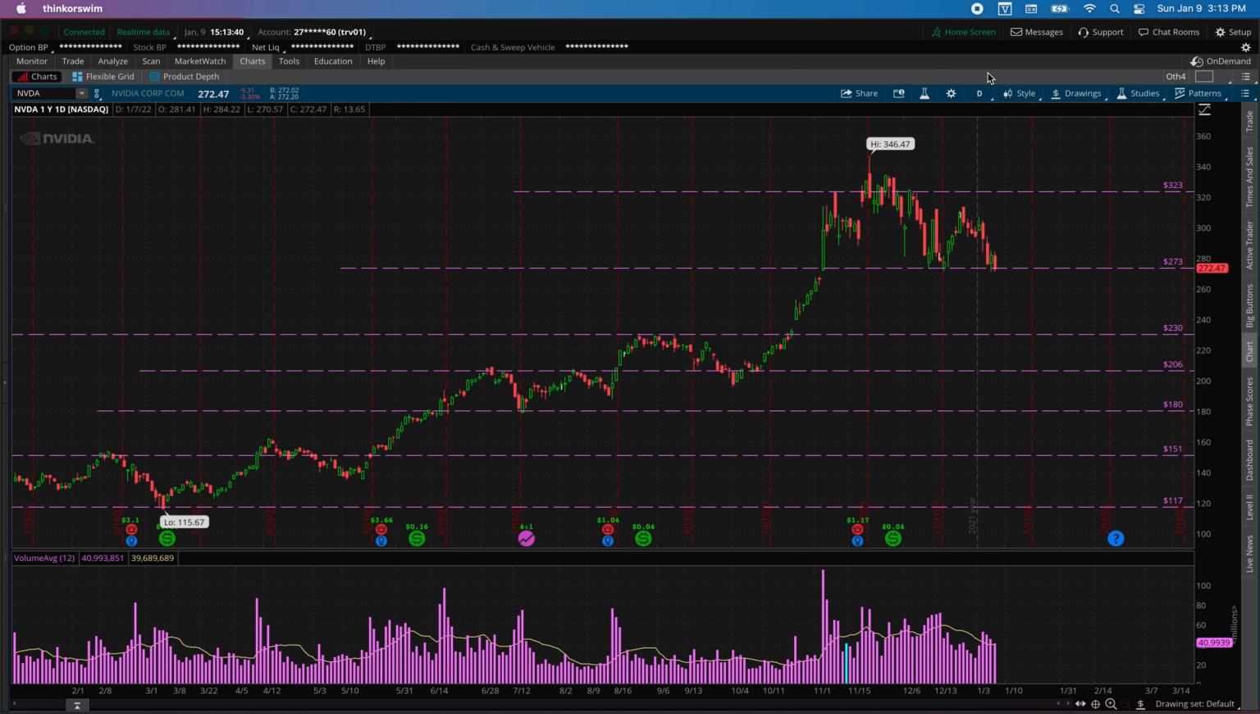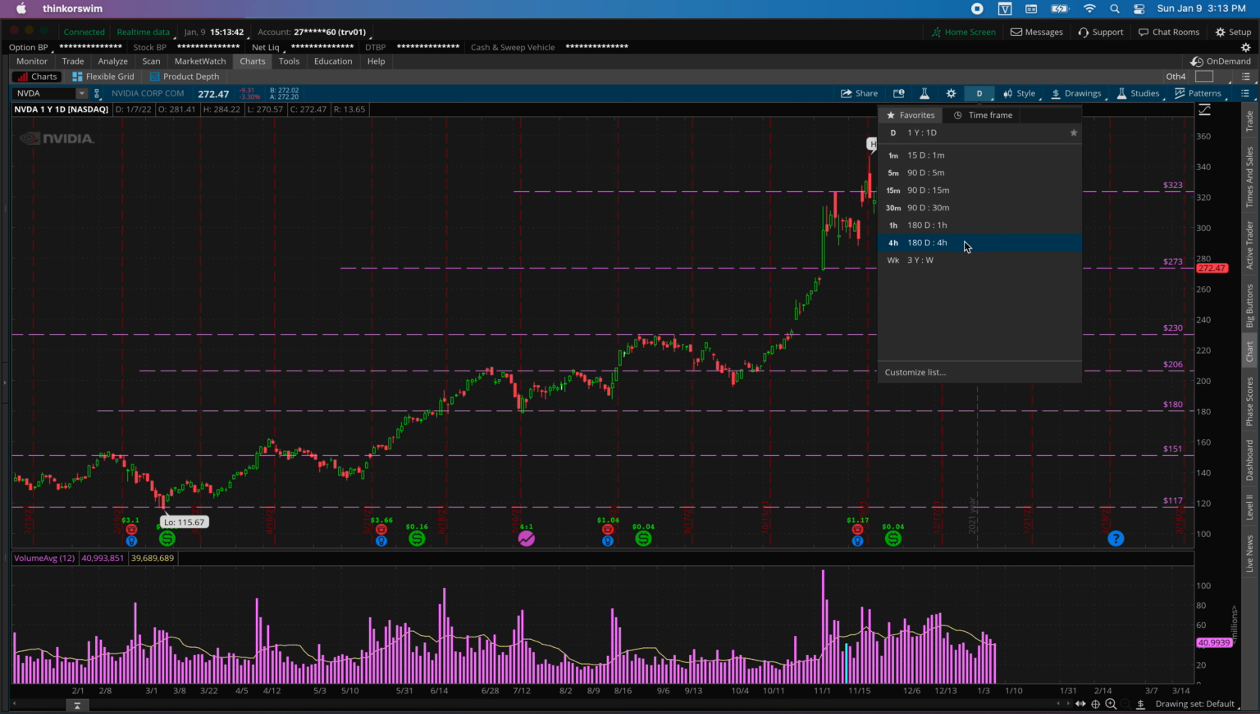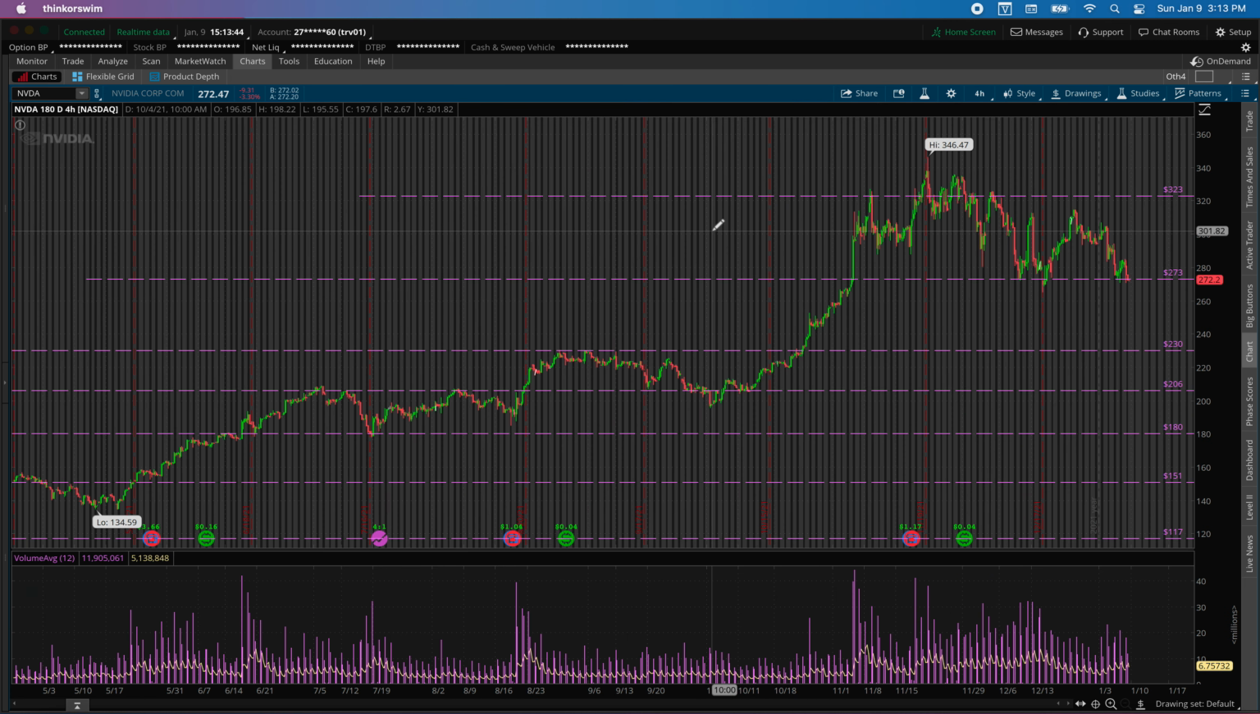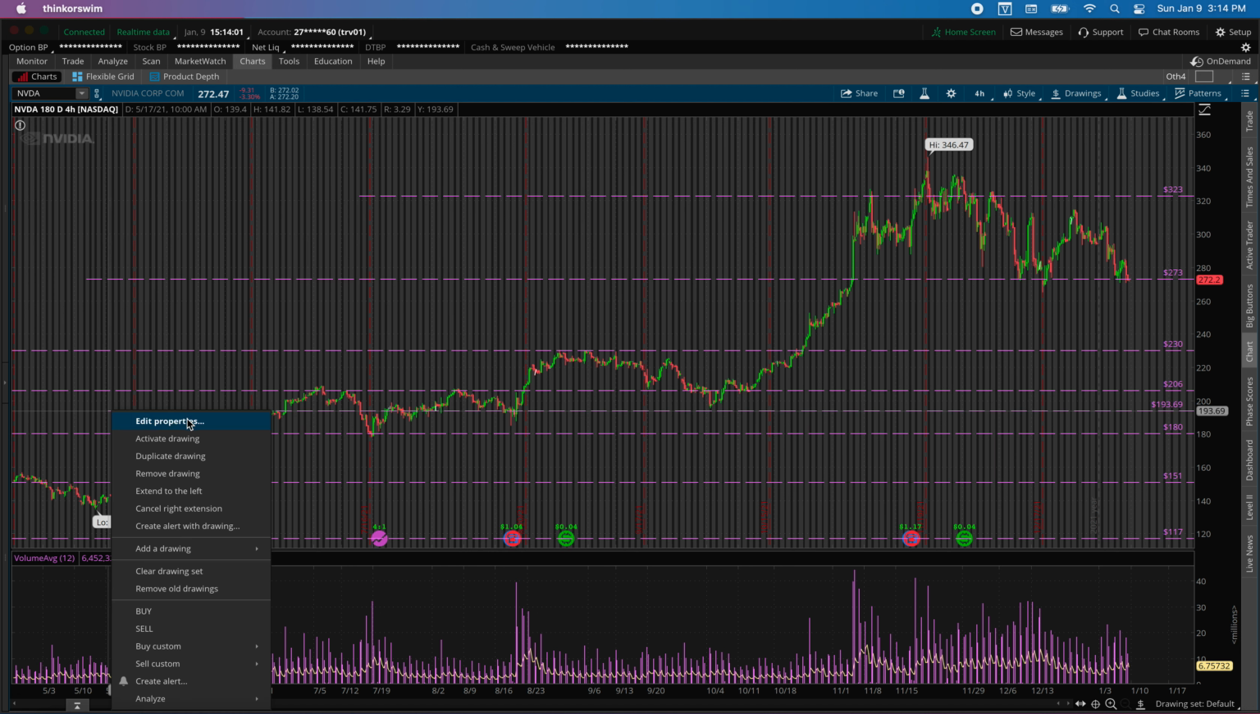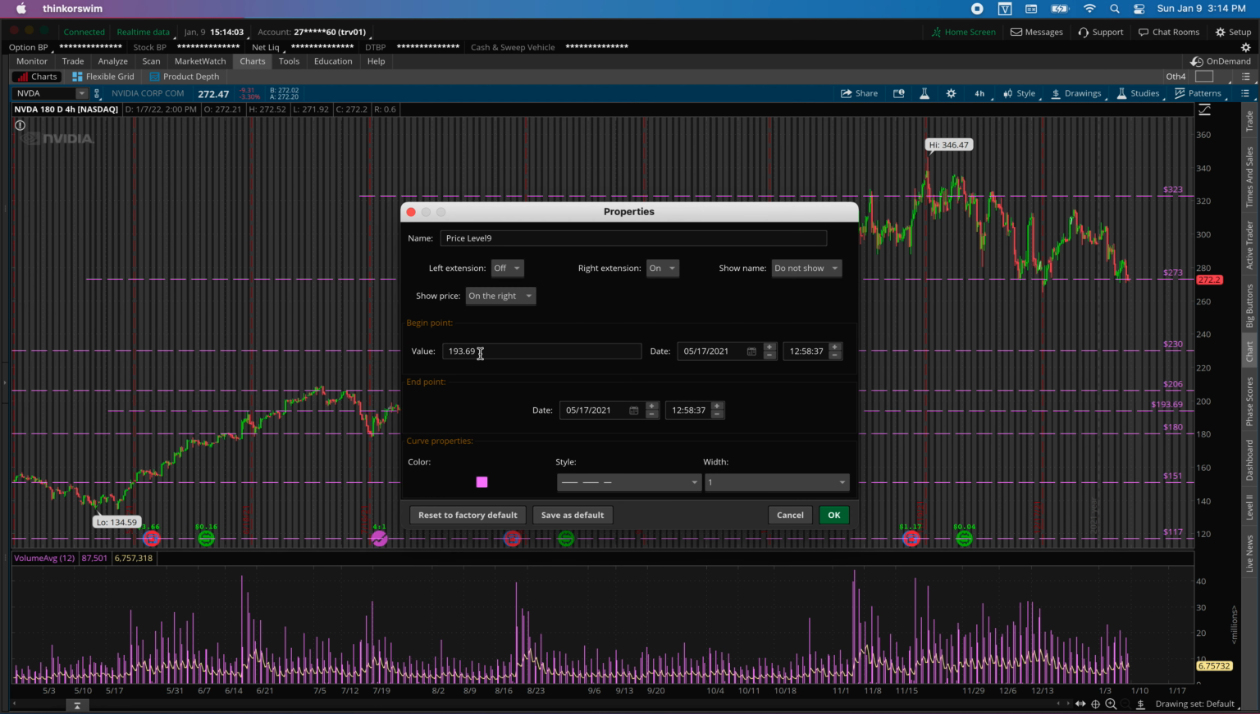Now that I went on the daily, I'm going to go to the 4-hour chart, meaning each candle represents what the stock did for 4 hours. Now, when I chart these levels on the 4-hour, I am going to change the color, and I'm also going to change the line. So for example here, as you guys can see, this is a pretty good level here.